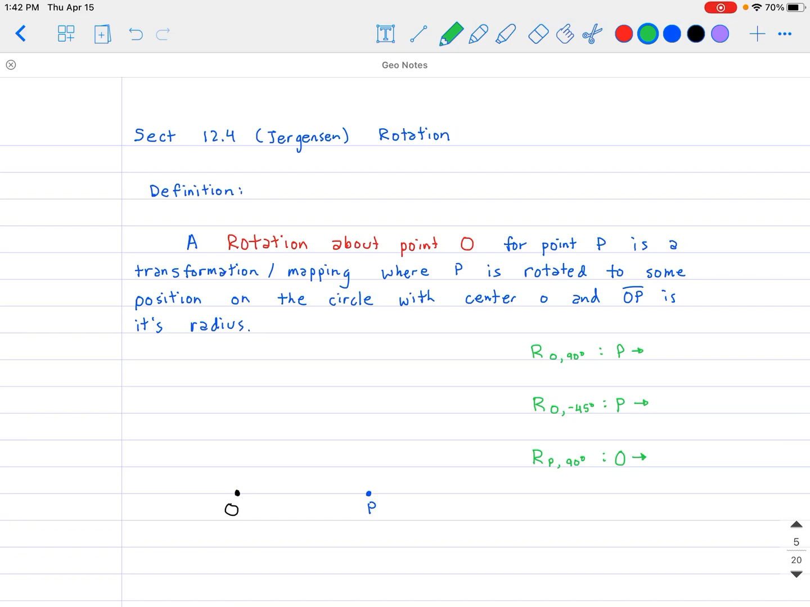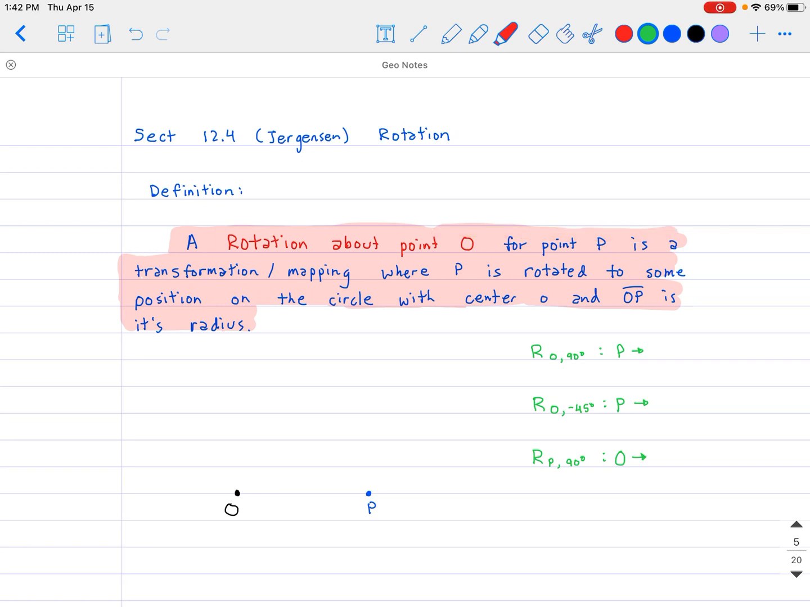So the definition for rotation is the following, okay? Whenever you have a rotation about a point O, for any point P, it's a transformation. That means that point P is going to be rotated to some position on the circle whose center is point O, and OP is its radius. Now, that is a little hard to understand, so let's look at an illustration to see what that is about.